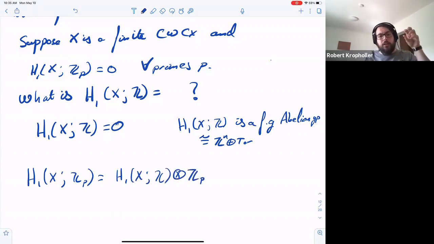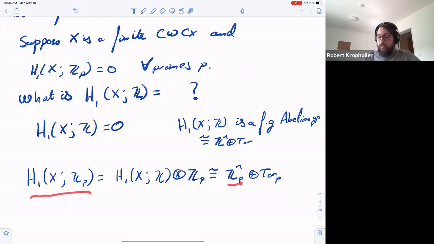Right? And this tensor product over Z mod P is going to be isomorphic to (Z mod P)^n plus some torsion part, and tensoring over P is going to kill all of the torsion that isn't P torsion. Okay, so you're going to be left with just an understanding of this. Well, if all of these groups are trivial, that's going to tell you that this n is trivial, and it's also going to tell you that you have no P torsion for any P. And so, in particular, this whole group is going to be trivial.